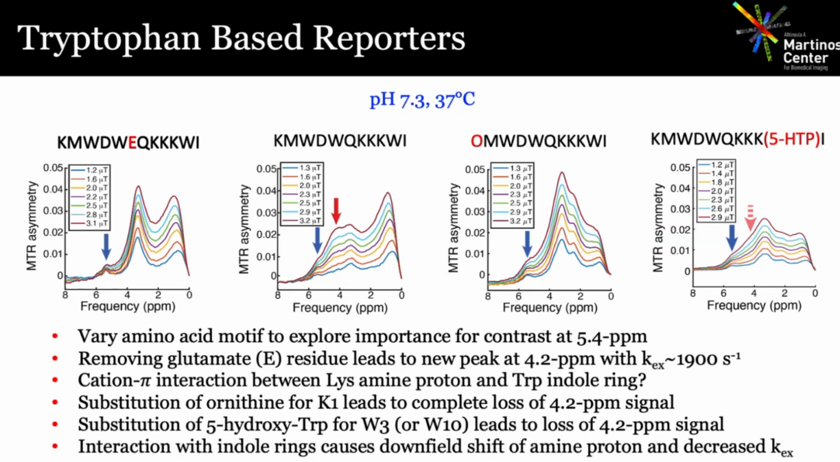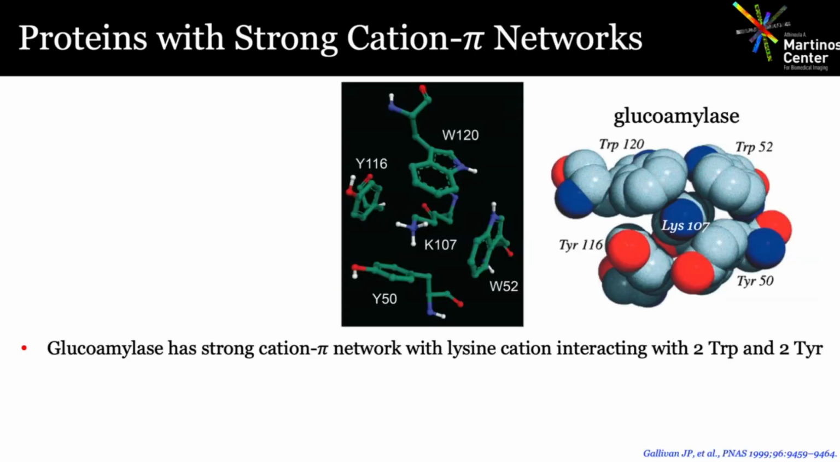So it does indeed appear that we have an interaction between the indole rings with this cationic amine group on the lysine side chain that's shifting the amine frequency downfield, and also leading to a decreased exchange rate that's now more favorable for CEST. So then this got us thinking, oh, are there other proteins out there that have cation pi networks?